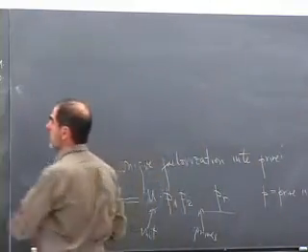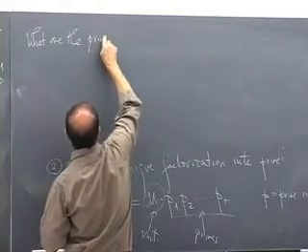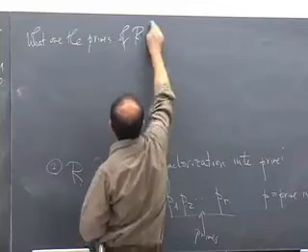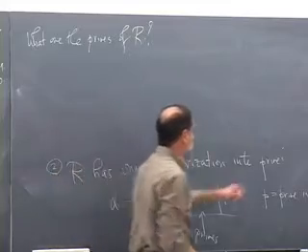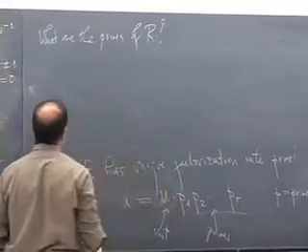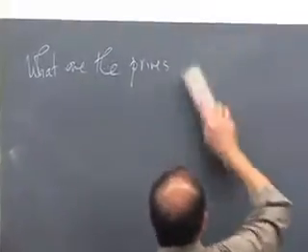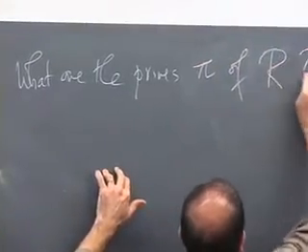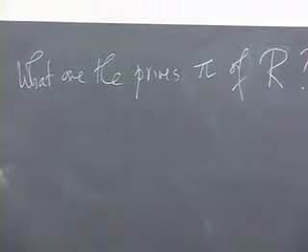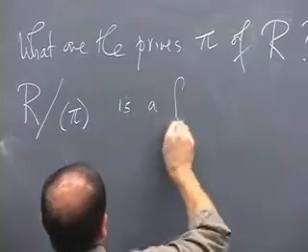So the next question is, what are the primes of R? Well, let's call a prime, because I'm going to need a rational prime, let's call a prime pi of R. Pi will be our letter for a prime here. Okay, now we know R mod pi is a finite field.